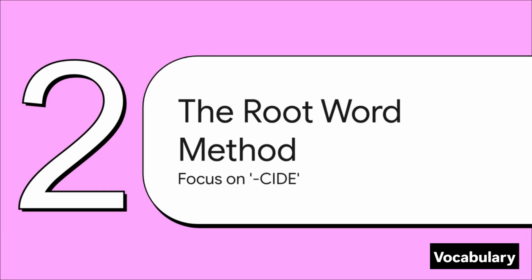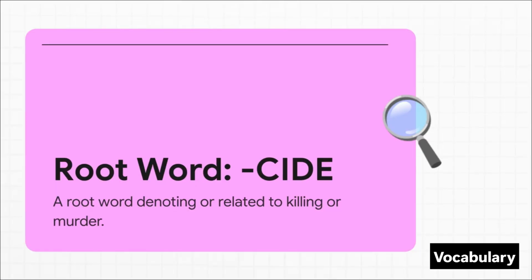Think of this as a master key. With just one root word, you can easily, and I mean easily, learn 10 to 15 new words. So, the root word for today is side. Now, whenever you see side at the end of a word, you'll immediately know its connection is with killing or murder. That's your clue, right there.